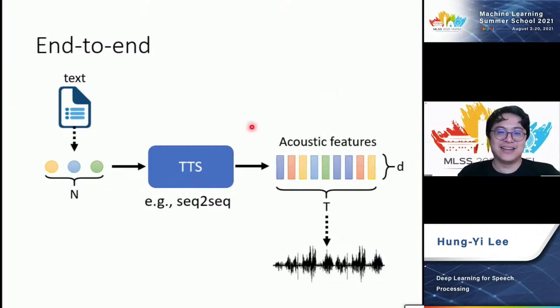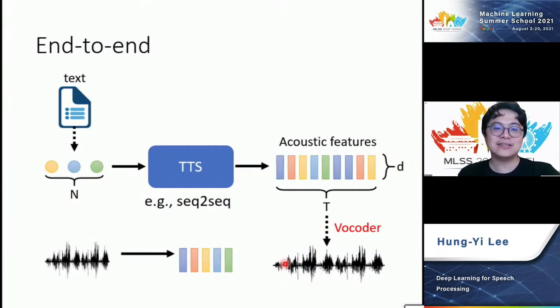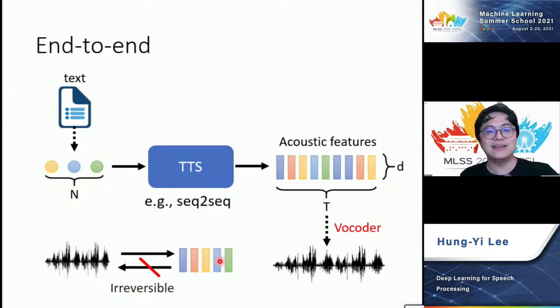Okay, so the input is text sequence, the output is acoustic feature. However, we cannot directly listen to those acoustic features. We need one thing called vocoder to transform the acoustic feature back to the waveform. Why we need a vocoder here? Why we cannot directly transform acoustic feature back to the waveform? This is because when we transform the waveform into acoustic feature, we lost some information. So this procedure is irreversible.